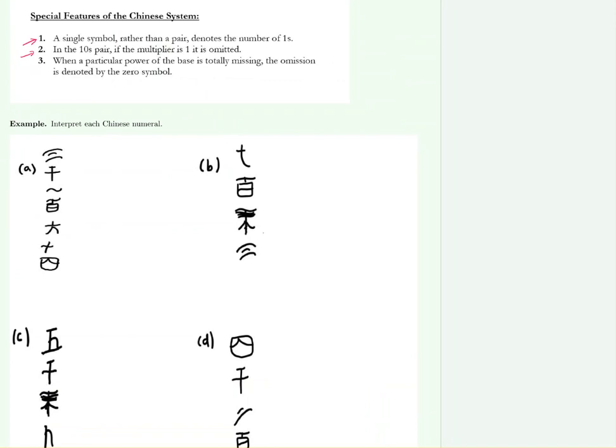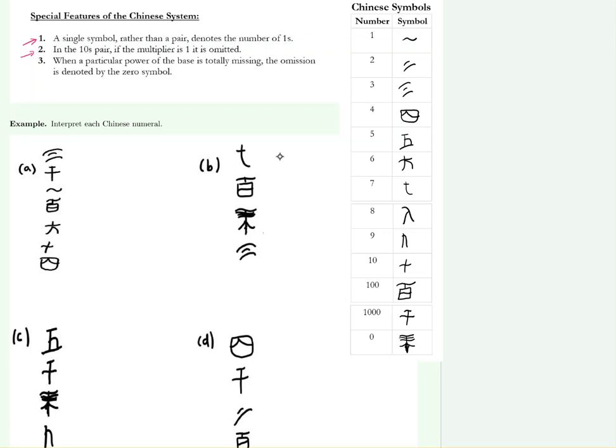If we've got a power of a base missing, that means if there's not a tens place, a hundreds place, or a thousands place, to represent that that's just not part of the number, you would write the zero symbol in its place. So if you see some values and then the zero symbol and then more, that means that you've skipped a power of the base where it's just not present. I believe we can see that in our example B here.